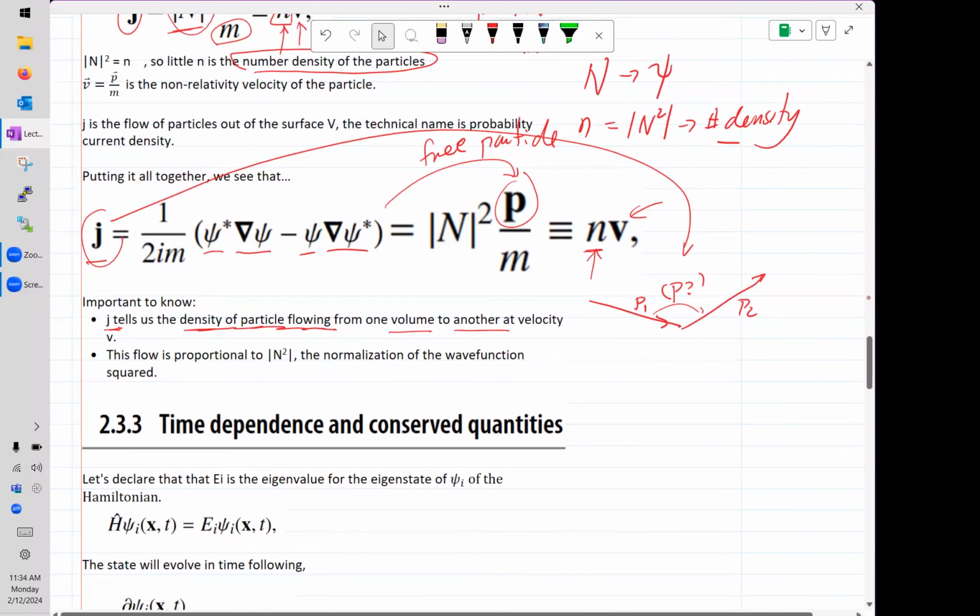And this flow is proportional to N squared. So since J is related to this probability, the normalization squared is going to be proportional to J, and therefore proportional to the probability of the particle changing momentum from one to the other.